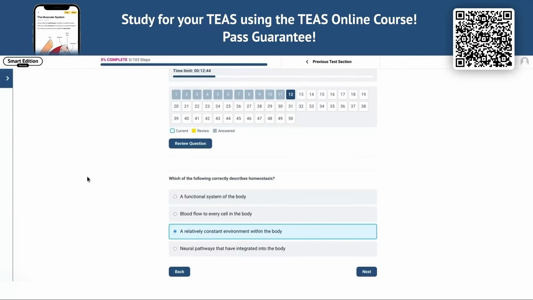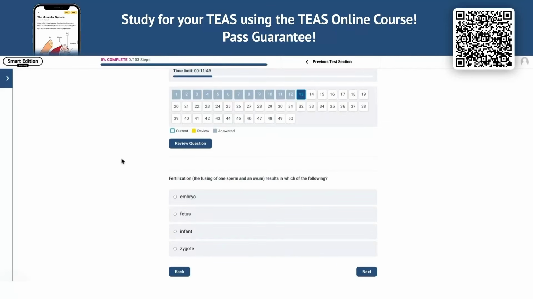When you take your TEAS exam, not only should you expect to answer questions for each of the systems within the A and P questions, you'll definitely be presented with questions on homeostasis. So make sure that you have a really good understanding of homeostasis.